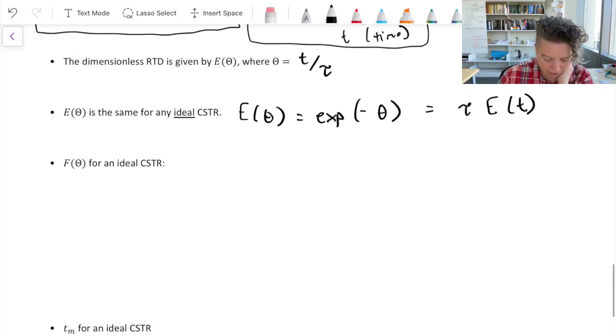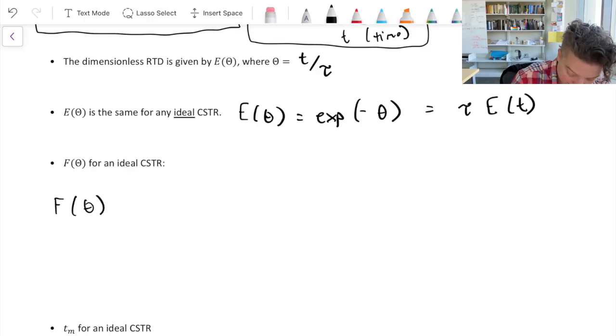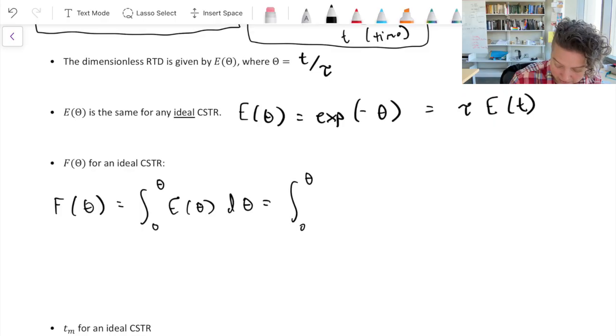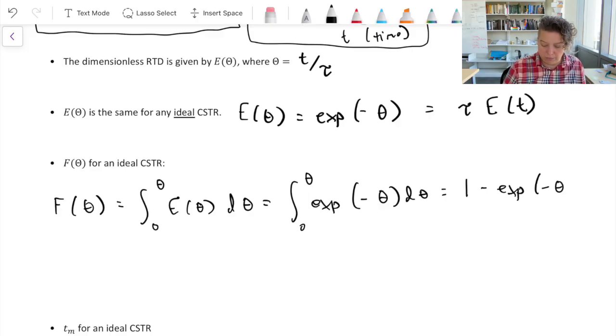Similarly, if we wanted to look at the cumulative distribution function, the dimensionless one, that's going to be the integral from 0 to theta of E of theta d theta. So instead of integrating with respect to t, now we're integrating with respect to this dimensionless variable. That's going to be equal to this integral, which we can solve as being equal to 1 minus the exponential of minus theta.